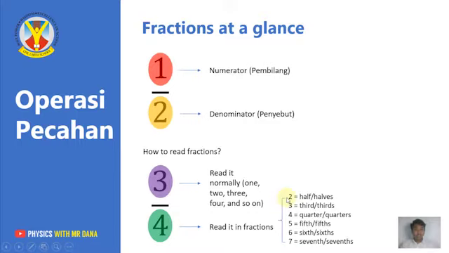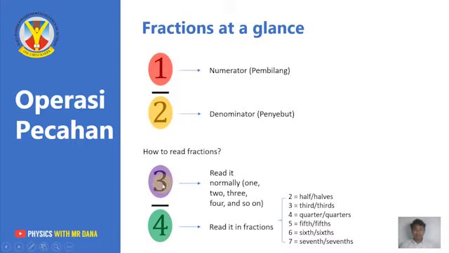When the bottom number is 2, you read it as half. When the bottom number is 3, you read it as third. When it is 4, you read it as quarter. When it is 5, you read it as fifth. When it is 6, you read it as sixth, with a little bit of th at the end. And when it is 7, you read it as seventh, with a little bit of th at the end.